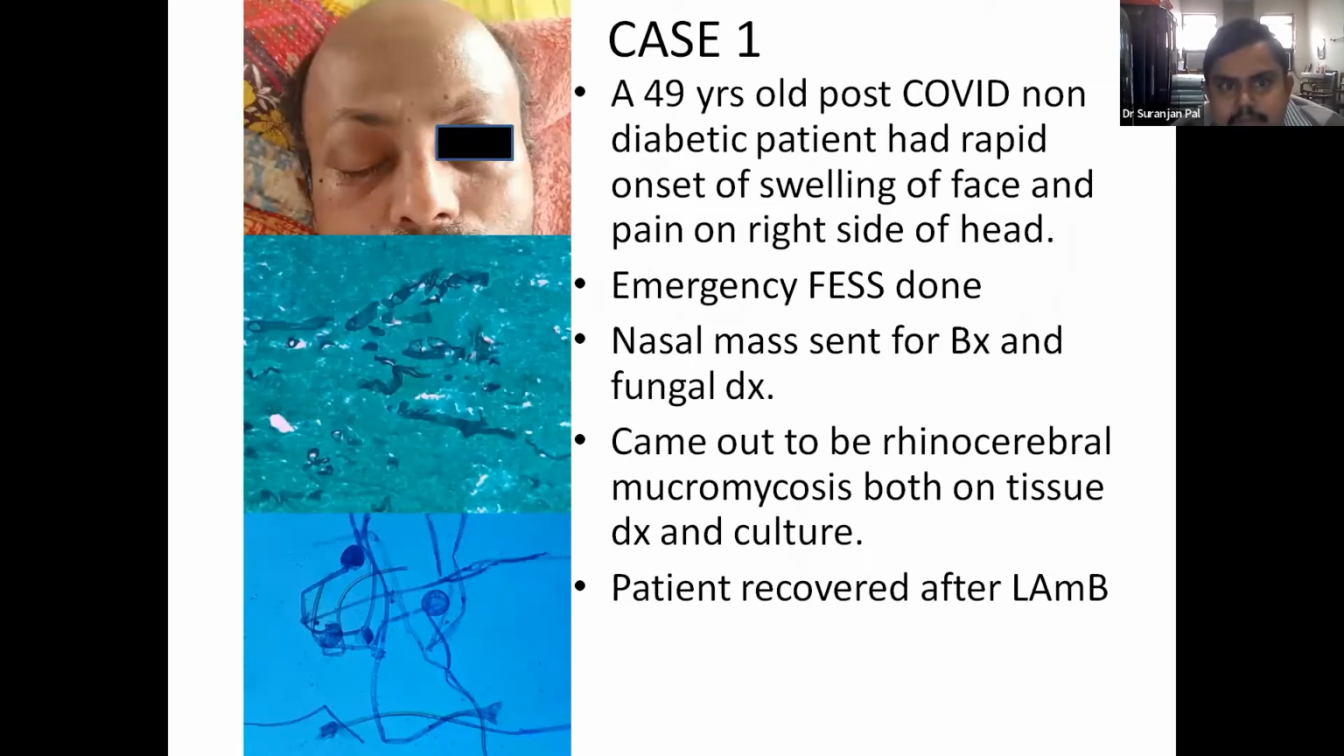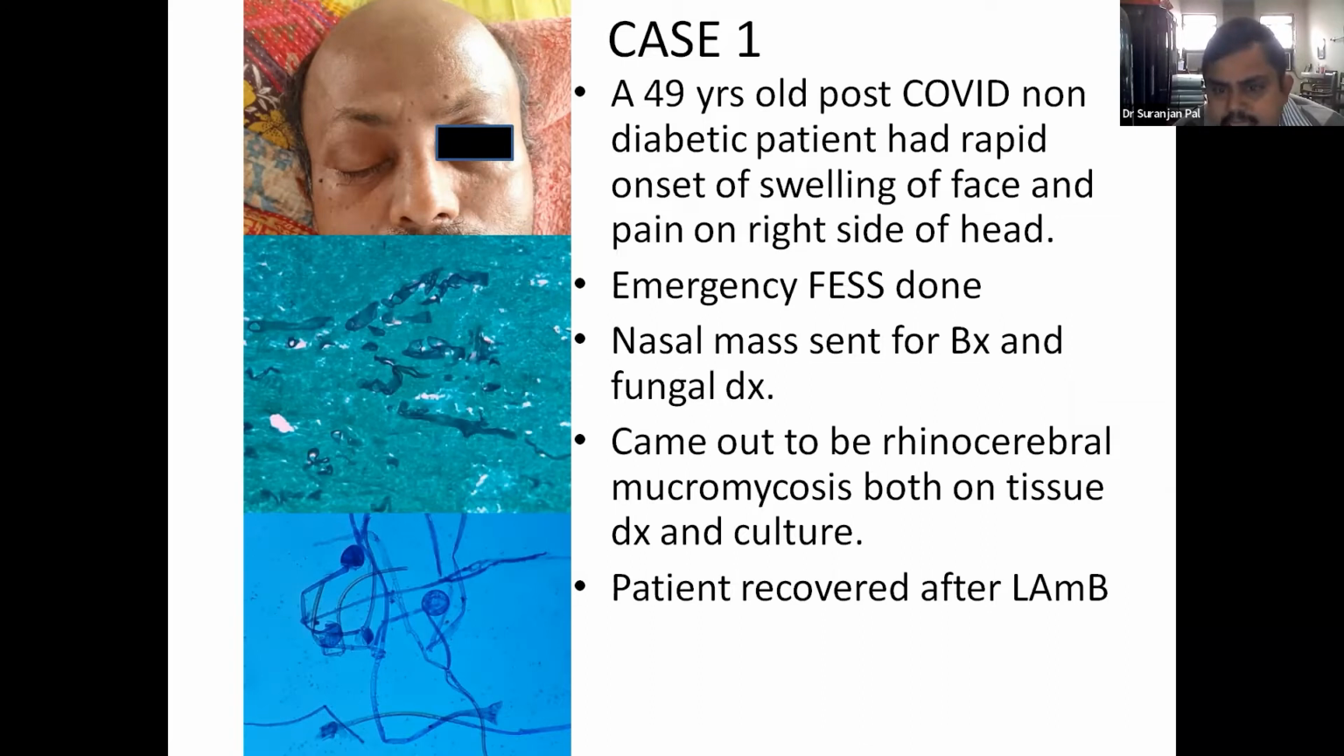Now, before going into the proper discussion, we discuss some cases. First, a case of a 49-year-old post-COVID non-diabetic patient who developed rapid onset swelling of the face and pain on the right side of the head, and was admitted to our COVID ward. Samples were collected by emergency functional endoscopic sinus surgery by our otorhinolaryngology department. They sent us the tissue sample, the nasal mass, for biopsy as well as fungal diagnosis. It came out to be rhinocerebral mucormycosis, which is a life-threatening condition in most immunocompromised cases.